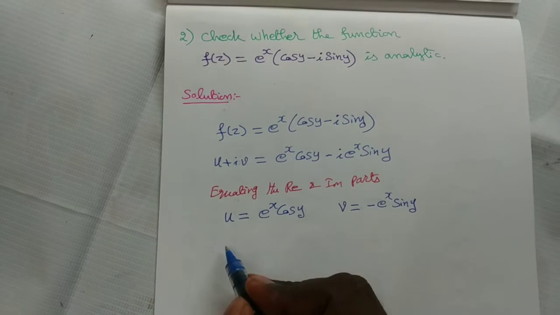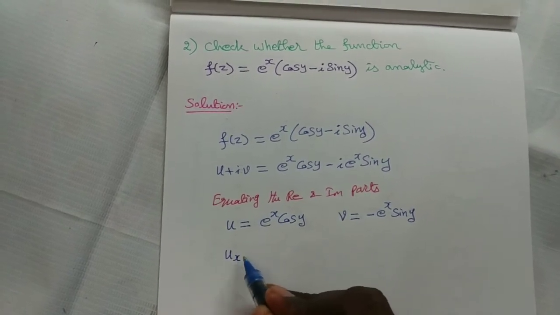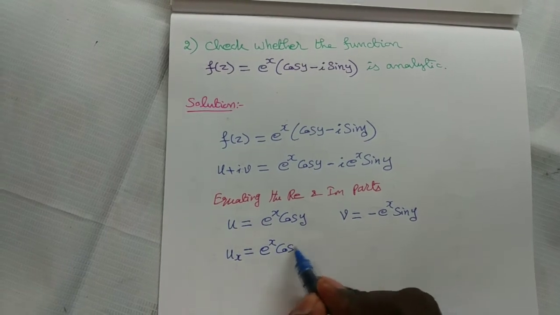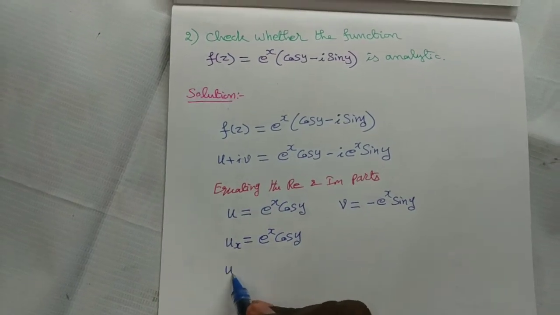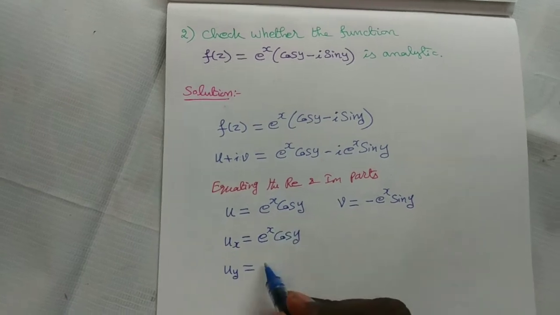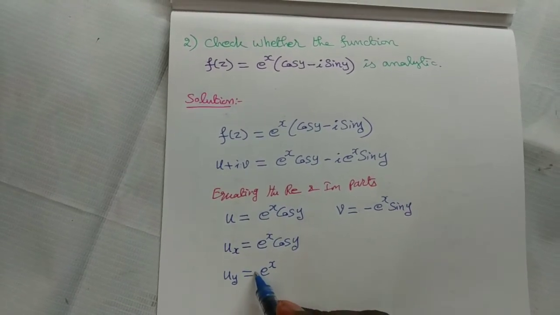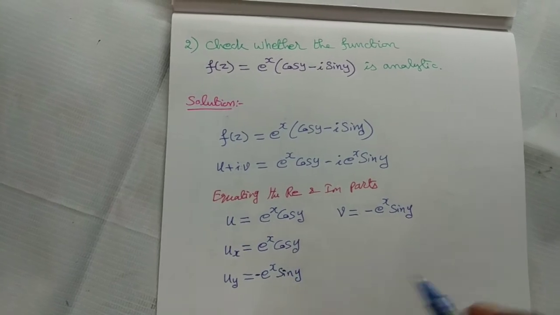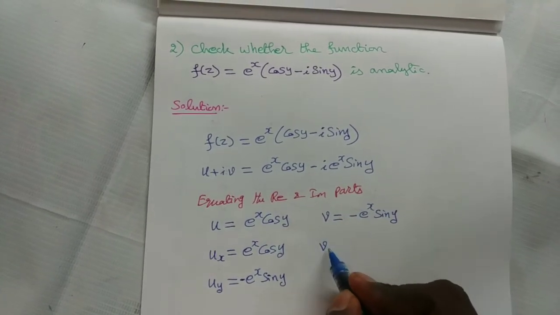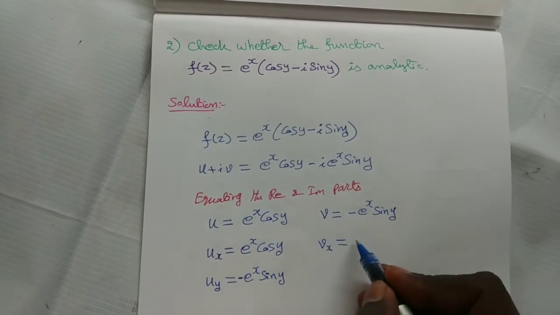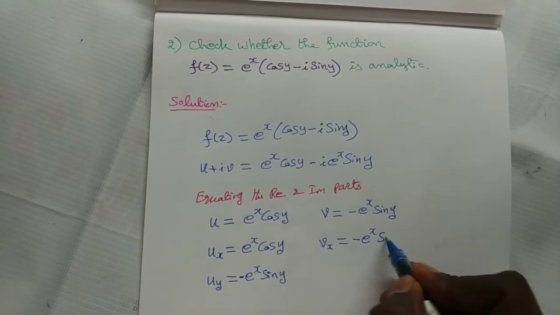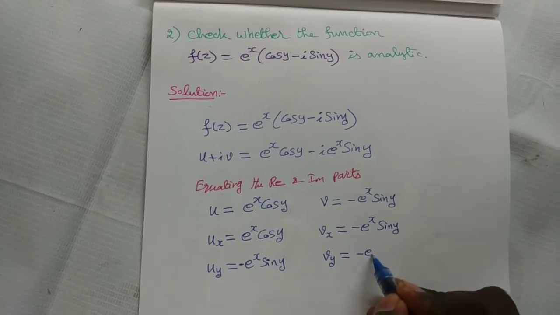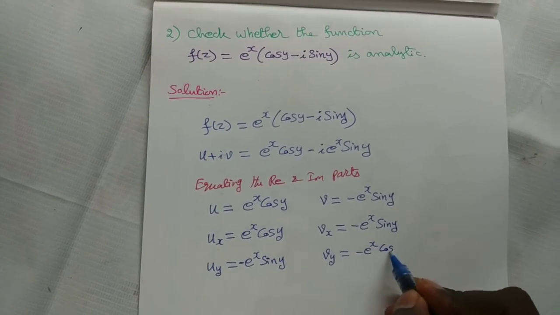So from this I am going to find out ux. Ux is the partial derivative with respect to x. E power of x differential is e power of x cos y. And then I want uy, the partial derivative with respect to y. So e power of x into cos y differential, minus sin y. Okay, from this I am going to find out vx, the partial derivative with respect to x, so minus e power of x sin y, and vy, so minus e power of x into sin y differential, cos y.